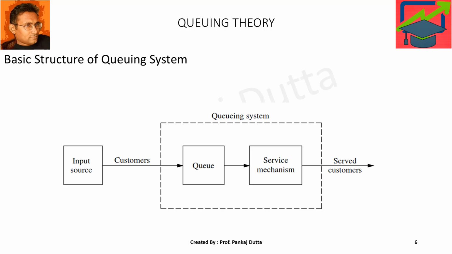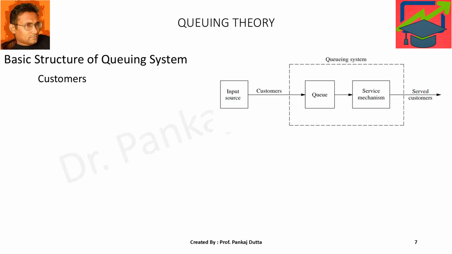Okay, next we'll learn about these components, the alternative assumptions that can be made about these elements of the queuing process. The arriving unit that requires some kind of service is referred to as customers. The customers may be people, machines, vehicles, or any other entity that needs to be processed or served. The population from which the customers arrive at the queue is referred to as the input source or calling population.